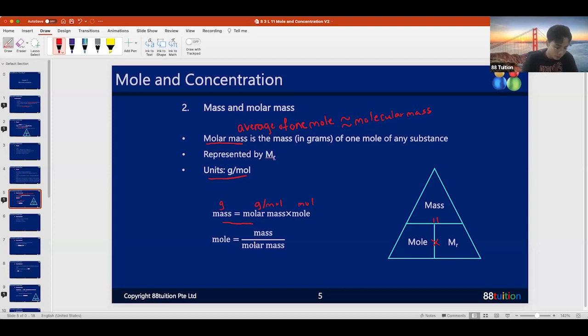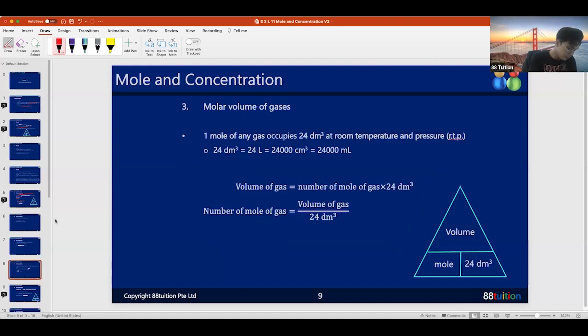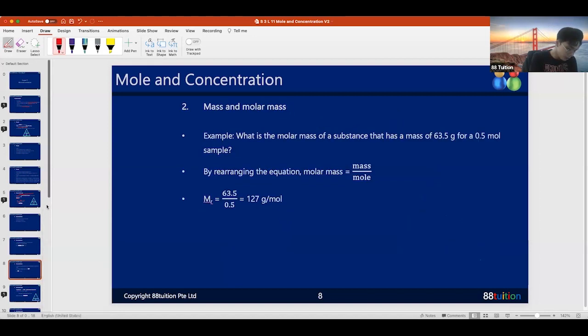So Mr, you can calculate your molar mass from your periodic table, like how we did with molecular mass last lesson. We flip this equation around, we bring molar mass here, and we can find the number of moles for each mass of a substance, which is a very common question that they like to test.